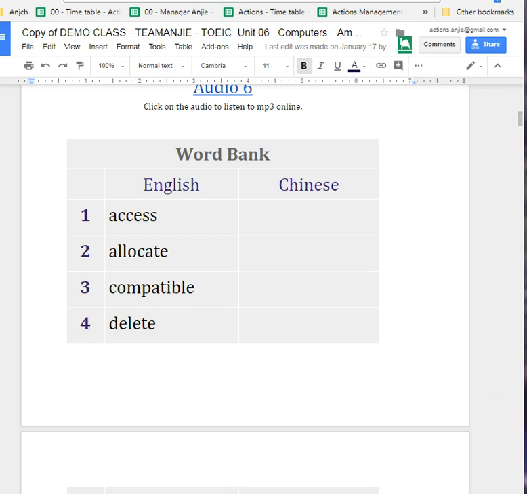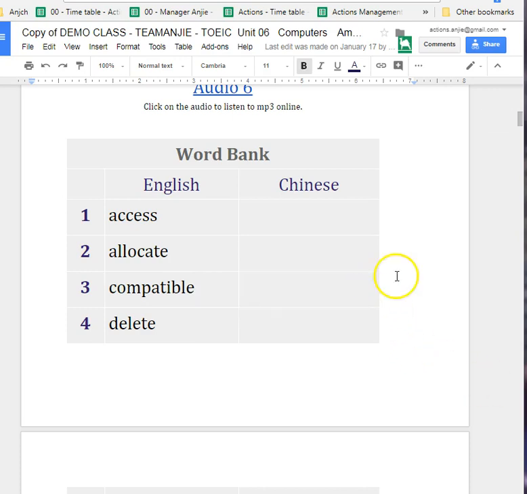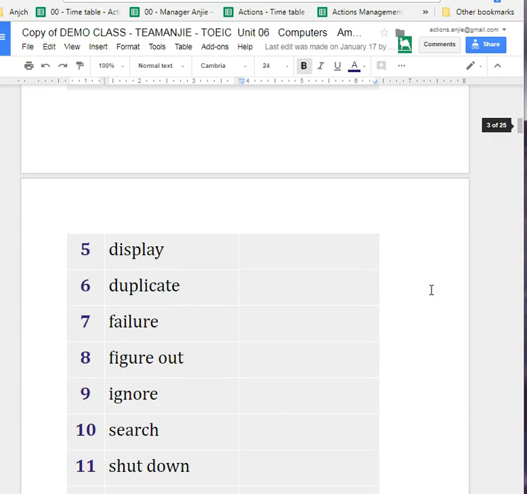Access, allocate, compatible, delete, display, duplicate, failure, figure out, ignore, search, shut down, warning.